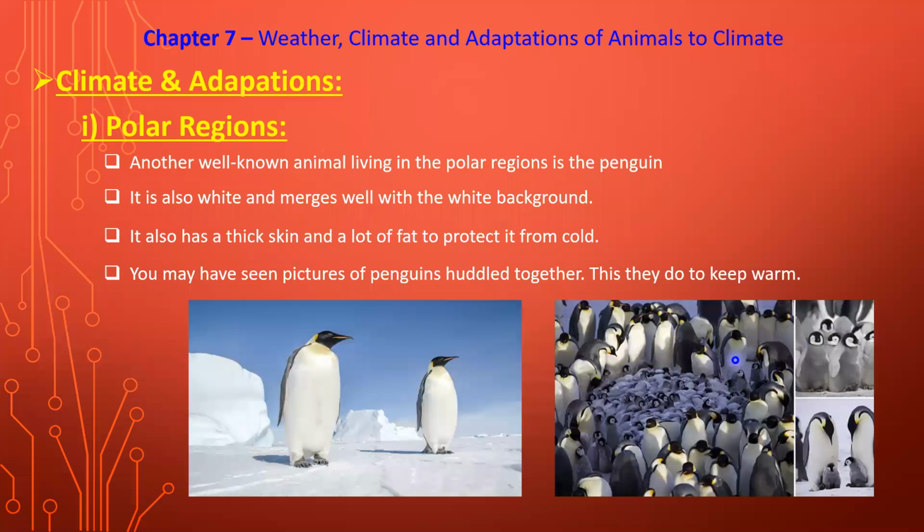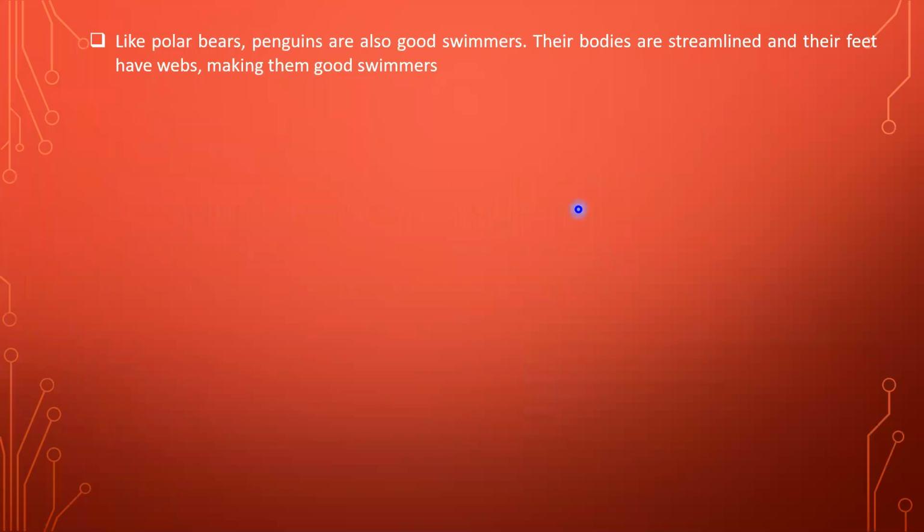Now another adaptation is regarding swimming. Like polar bears, the penguins are also good swimmers. We have seen in the previous lecture that the polar bears are very good swimmers. They are very good swimmers due to their paws. They developed their paws to acquire that ability to swim. In the same way, the penguins are also good swimmers.